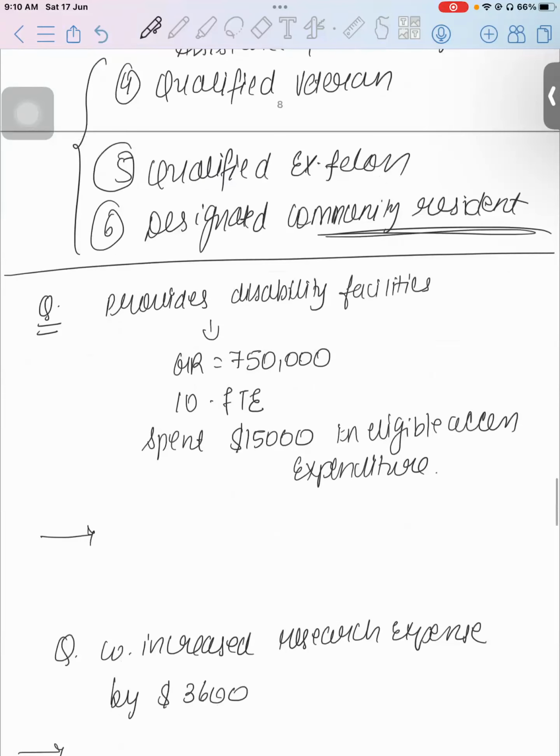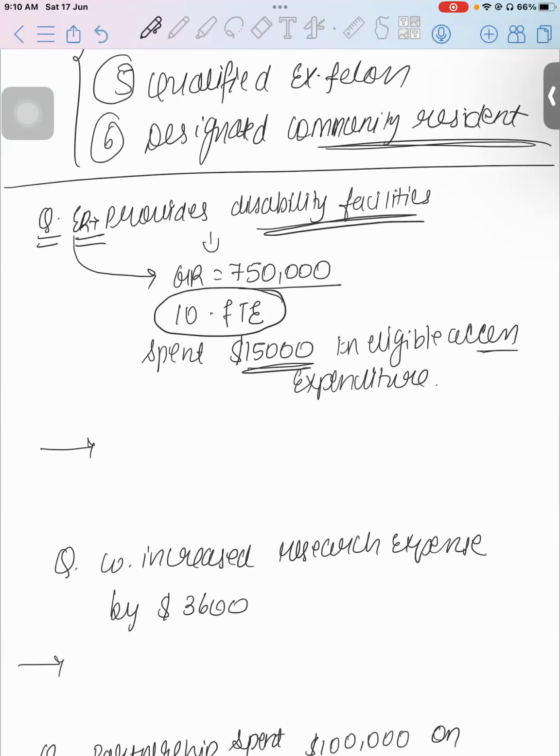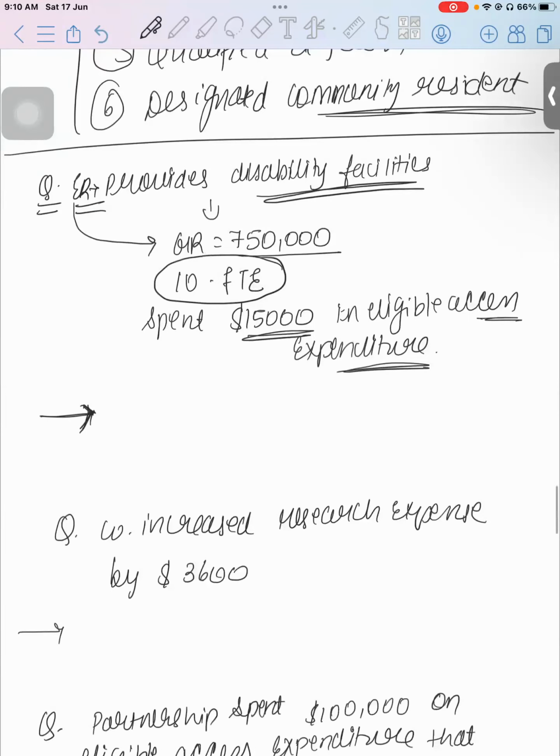Okay, so let's start with the first one. There is an employer. He is providing some disability facilities at his organization, and for that particular employer, the gross receipts are 750,000, and he has 10 full-time employees. He spent 15,000 in eligible access expenditure. So can anyone tell me which type of credit this is related to, which we did, and how much credit he can get?